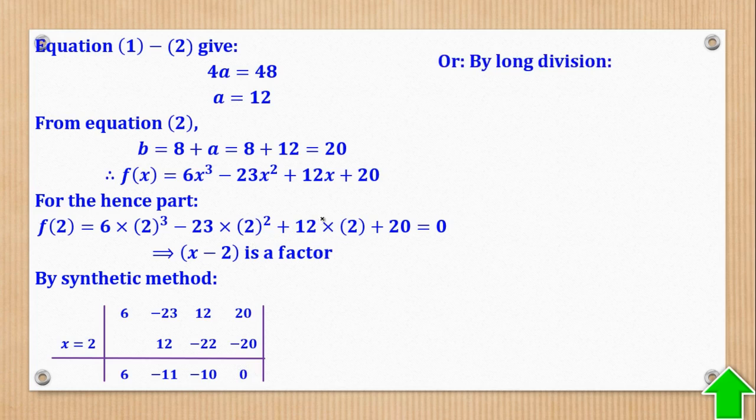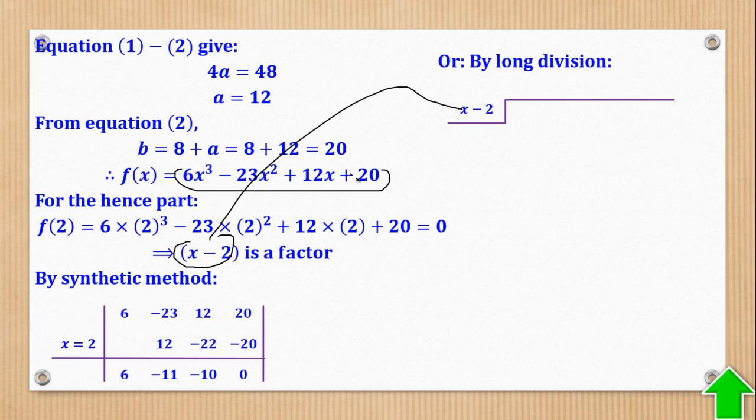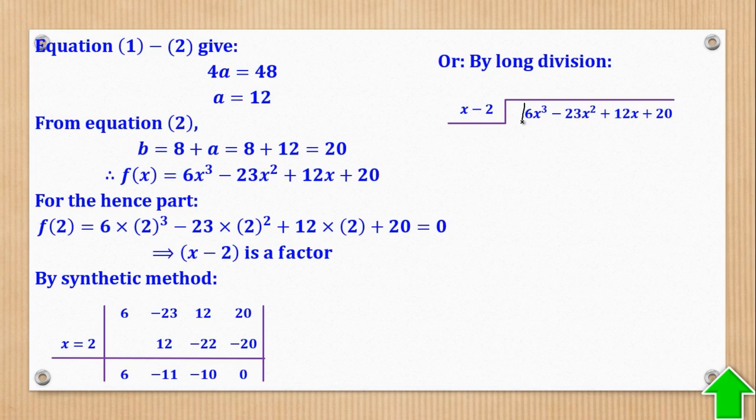Another method is called long division. For long division, this divisor is what you put outside here. Then this function is what you put inside there. Then for long division, you divide the highest power by the highest power. So the highest power of the function divided by the highest power of the divisor. So this divided by this gives you 6x squared. Then from there, multiply this through this to give you this. After that, we are going to subtract. So when I subtract the 2, I come up with this.